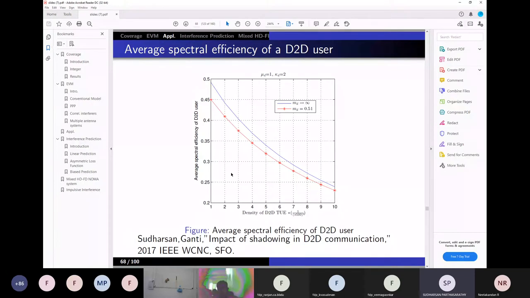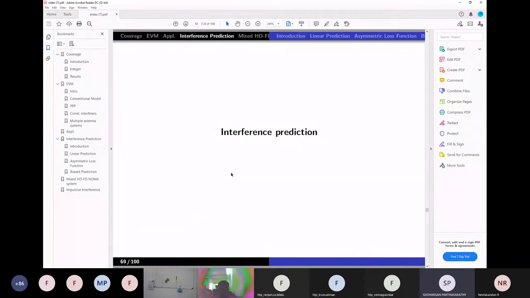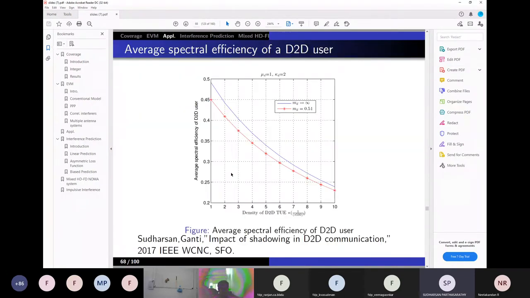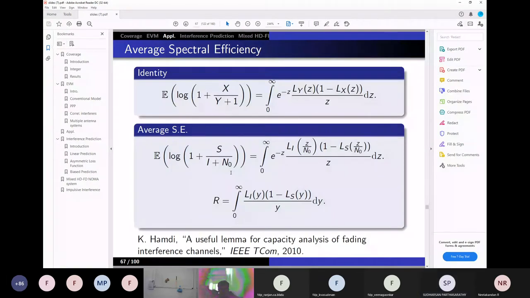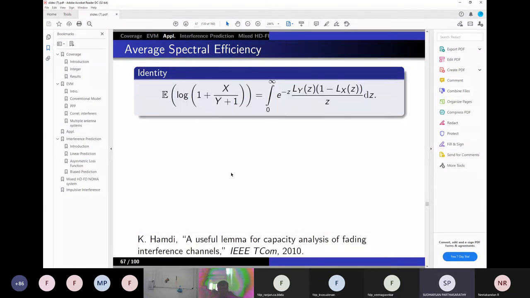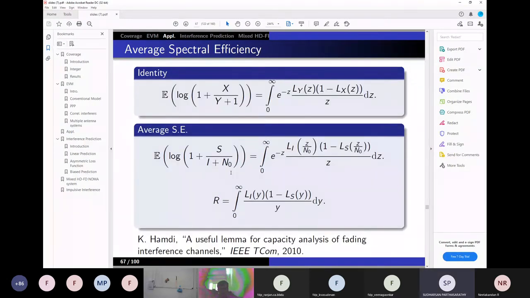So you have to be very careful. It might be okay to actually design the system conservatively for M equal to 0.51, which is the extreme shadowing case, rather than designing the system for M equal to infinity. Okay. So that is the inference from this graph. Next slide, slide number 69.